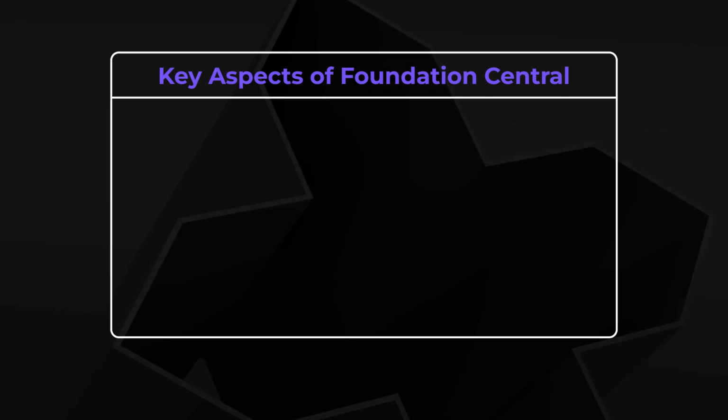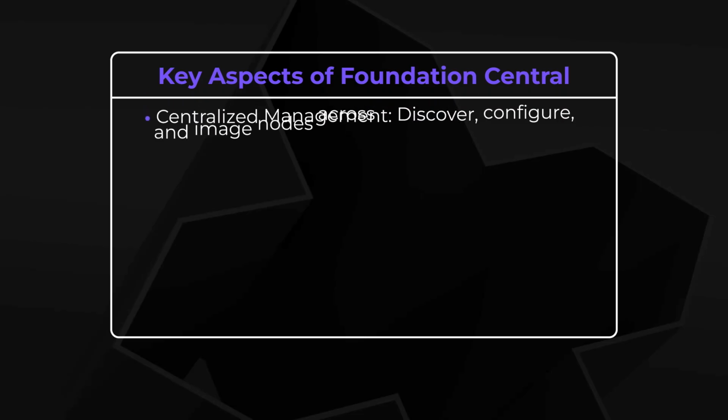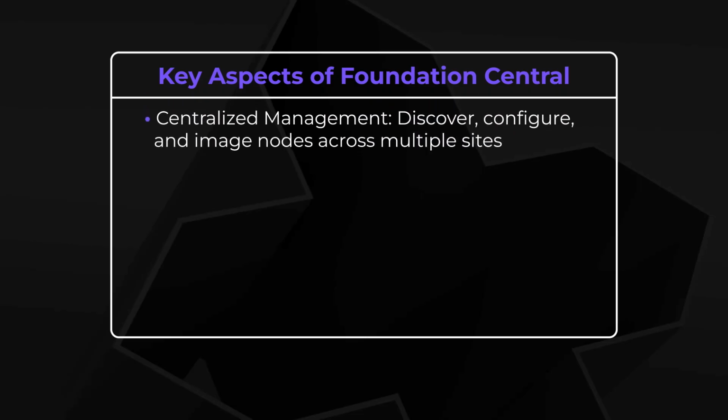Here are some key aspects of Foundation Central. It allows an administrator to discover, configure, and image nodes across multiple remote sites from a single Prism Central interface. FC uses the CVM Foundation service on the remote nodes as agents to perform the imaging and cluster creation locally.